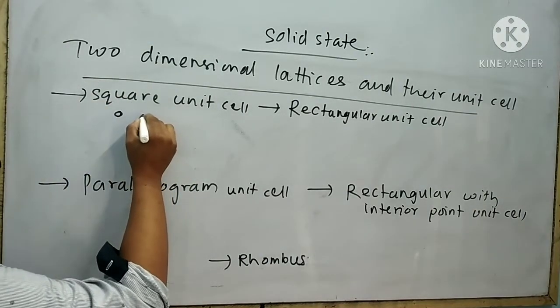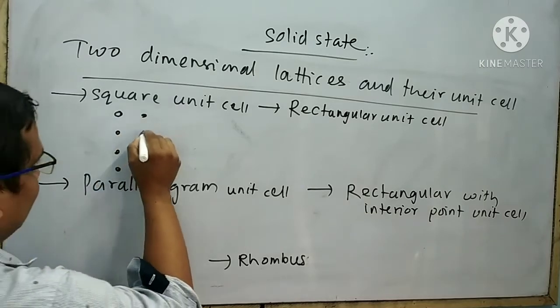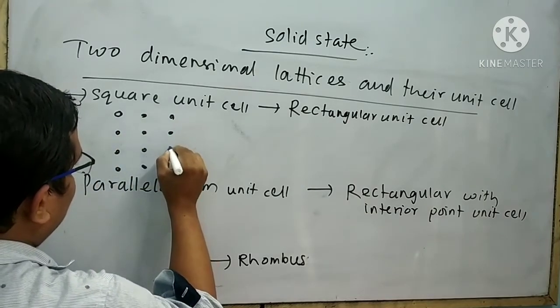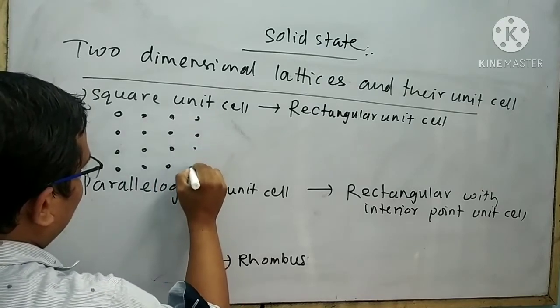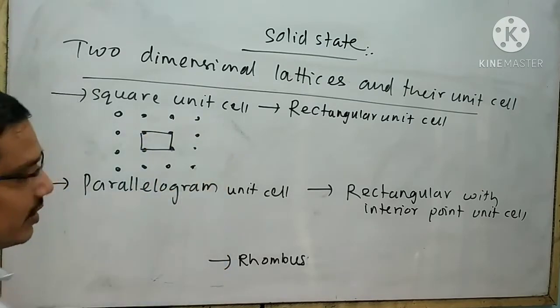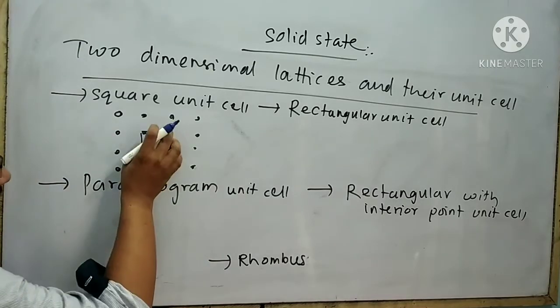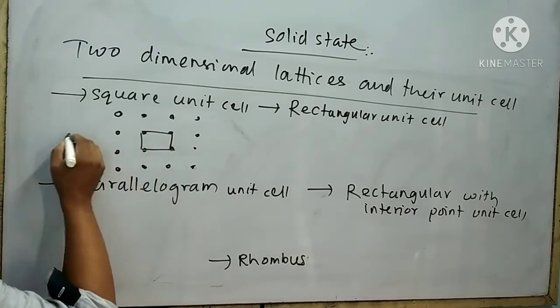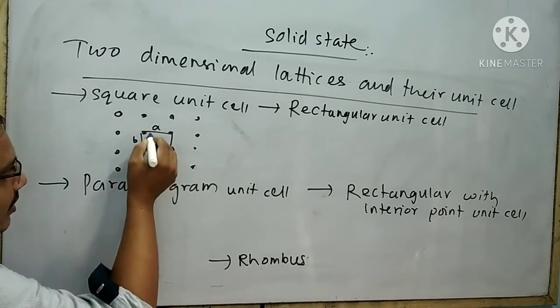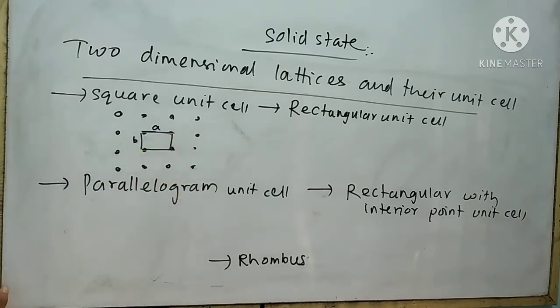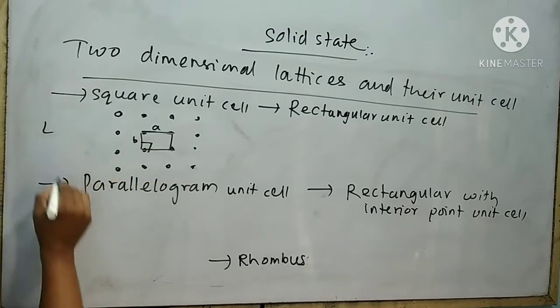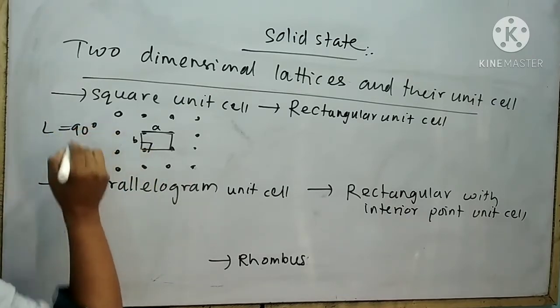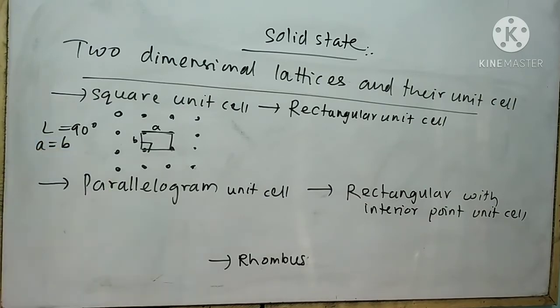If the constituent particles are placed like this, then they can form the square unit cell. Look at that. This is the smallest portion. By repeating this smallest portion, we can form the crystal lattice. In this case, suppose this is your A, this is your B, this length is A, this length is B, and this is the angle. Suppose the angle is L. Here L is 90 degrees, and A equal to B. This type of unit cell is considered a square unit cell.